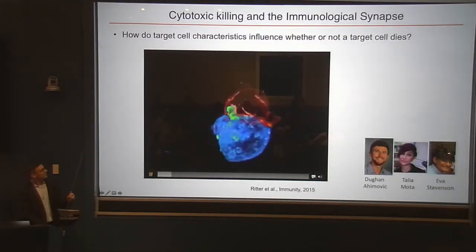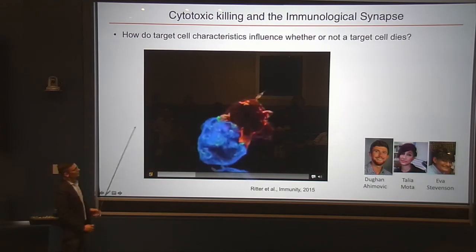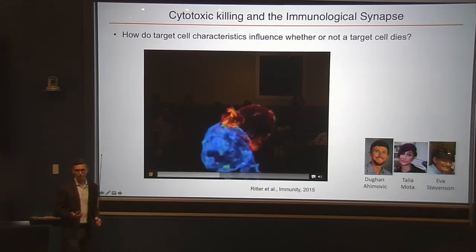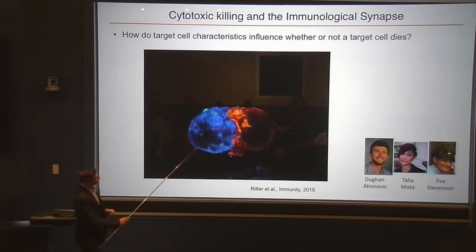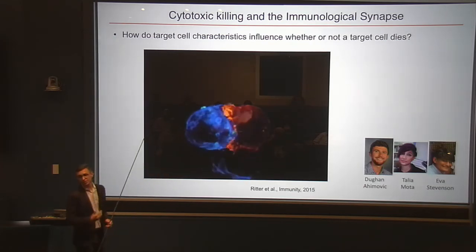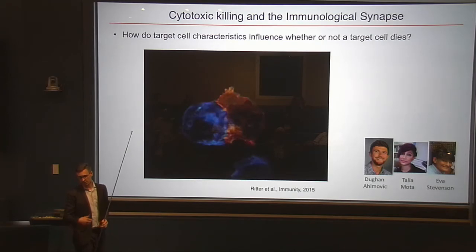So this is the CTL in red. Here's a target cell in blue. And the point that I just want to make is there's a long interaction between the two of these. There's a lot of two-way communication. If the target cell decides to die, it's an apoptotic process, so it's a programmed death. It essentially kills itself. There's a lot of things that could happen on the target cell side that could influence whether or not that cell dies. There's been a lot of study directed on the effector side. There's been less study directed on the target cell side.